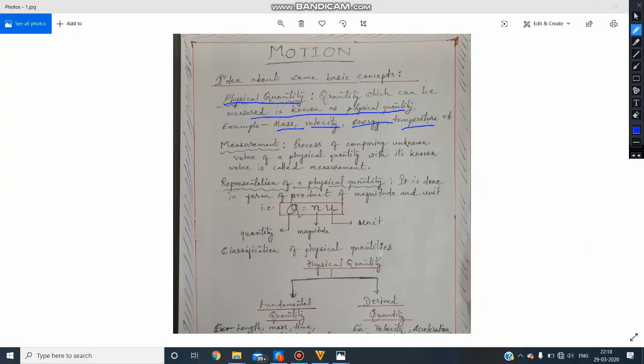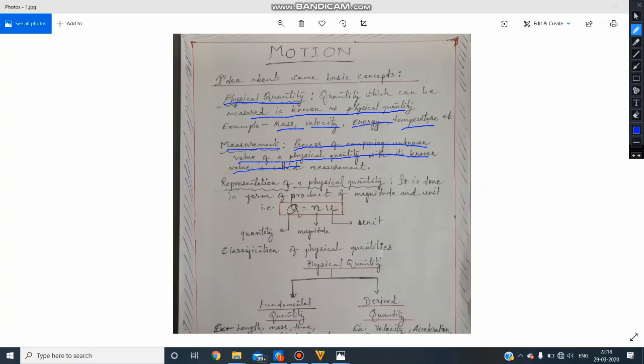The next term we will discuss is measurement. It is the process of comparing the unknown value of a physical quantity with its known value. For example, if you have to measure the length of a table, you measure its length by comparing it with a known value like 1 meter. This will give you the complete measurement of the length of the table.